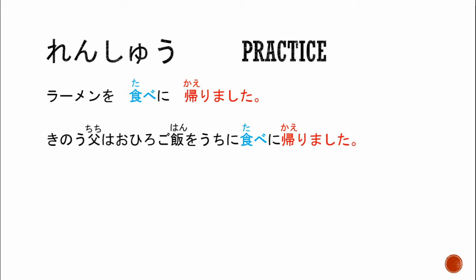You could also use this with the verb 帰る or 帰ります, which means to come home. A good example of this phrase would be something like this. 昨日、父はお昼ご飯をうちに食べに帰りました. So yesterday, my father, 父, came home to eat lunch. お昼ご飯, of course, being lunch. うちに, being home or our house. And 食べに, to eat. 帰りました, to come home. So practice your pronunciation after me. 昨日父はお昼ご飯をうちに食べに帰りました.